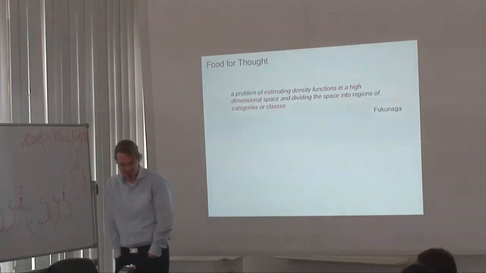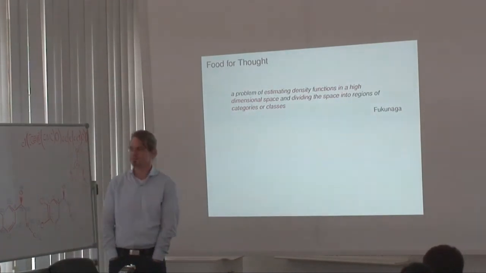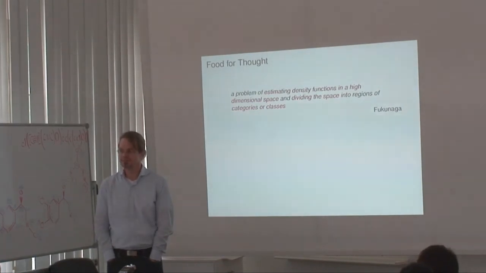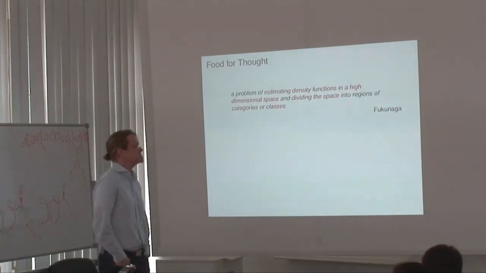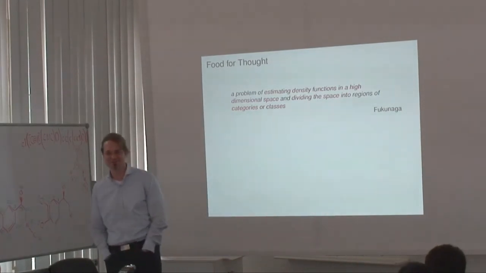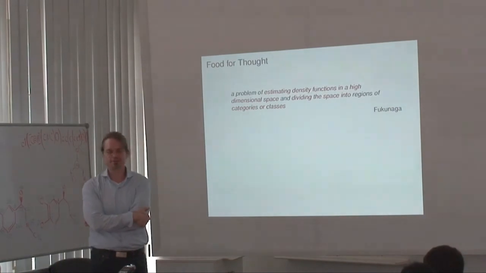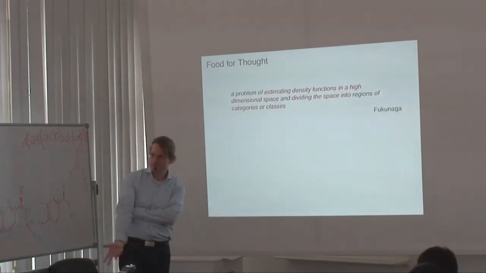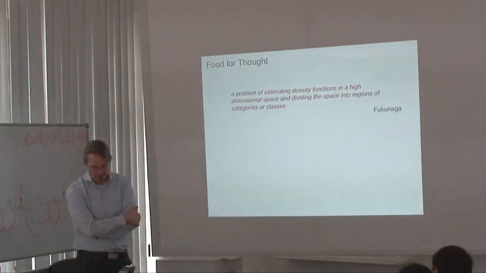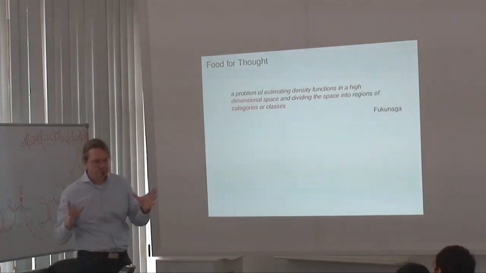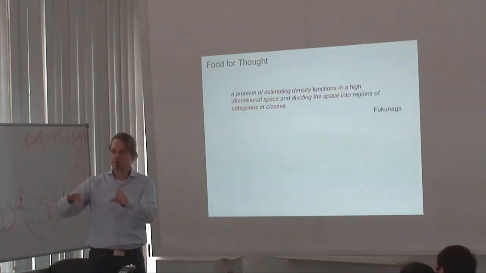Here's Fukunaga. A problem of estimating density functions in a high dimensional space and dividing the space into regions of categories or classes. What does that mean? That means read the book. Pardon? That means read the remaining book. Believe it or not, this one is actually the best one of all the things. Why? Because it is in fact the most mathematical one. Of course, it does not mean anything to us at this point. We'll try throughout this course to develop an understanding of what Fukunaga is trying to say. But of all the ones we have seen so far, this is actually the one that comes closest to providing us with an idea as to how to do it on a computer.